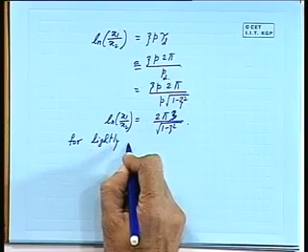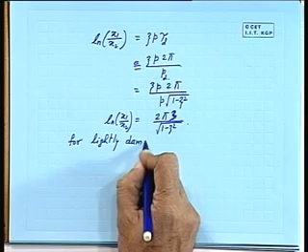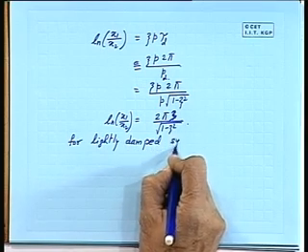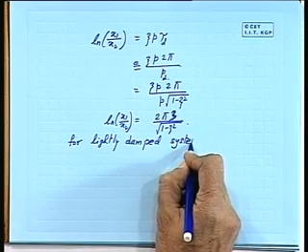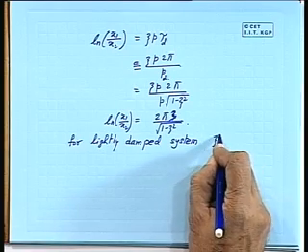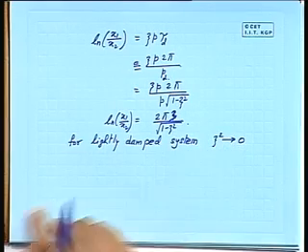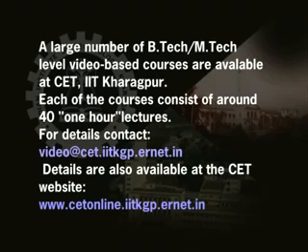How do I get zeta from here? This is a nonlinear expression, and therefore, we have already said that zeta has to be between 0 and 1. So, we will make one assumption. For a lightly damped system, we will say zeta square tends to 0.